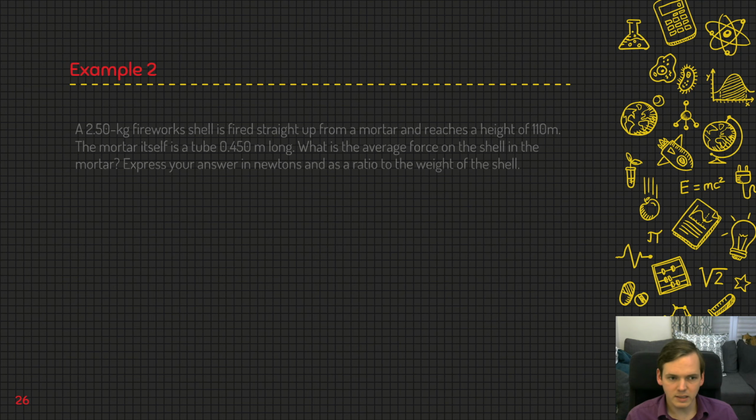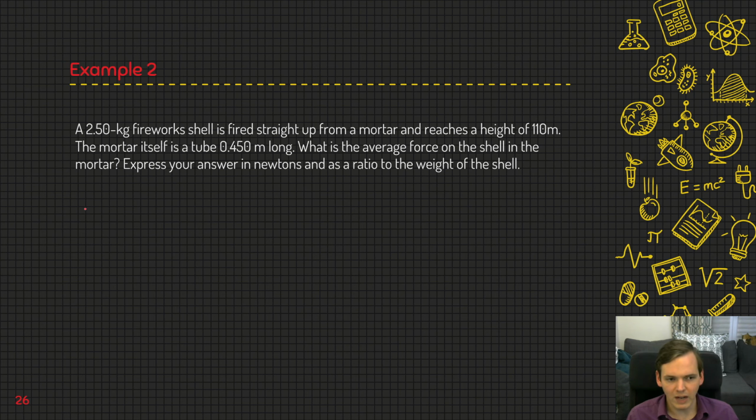Okay, for our second example, a 2.5 kilogram fireworks shell is fired straight up from a mortar and reaches a height of 110 meters. The mortar tube itself is 0.45 meters long. What's the average force on the shell in the mortar? So I will say that this is a bit of a challenge compared to what you might expect on the mastery check, but it is something that should be totally achievable kind of on your own eventually.